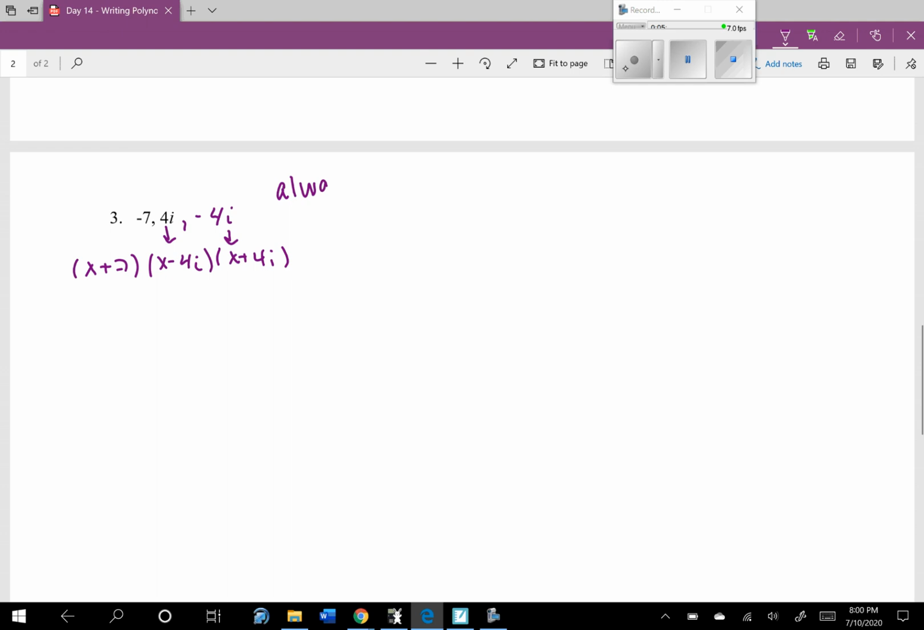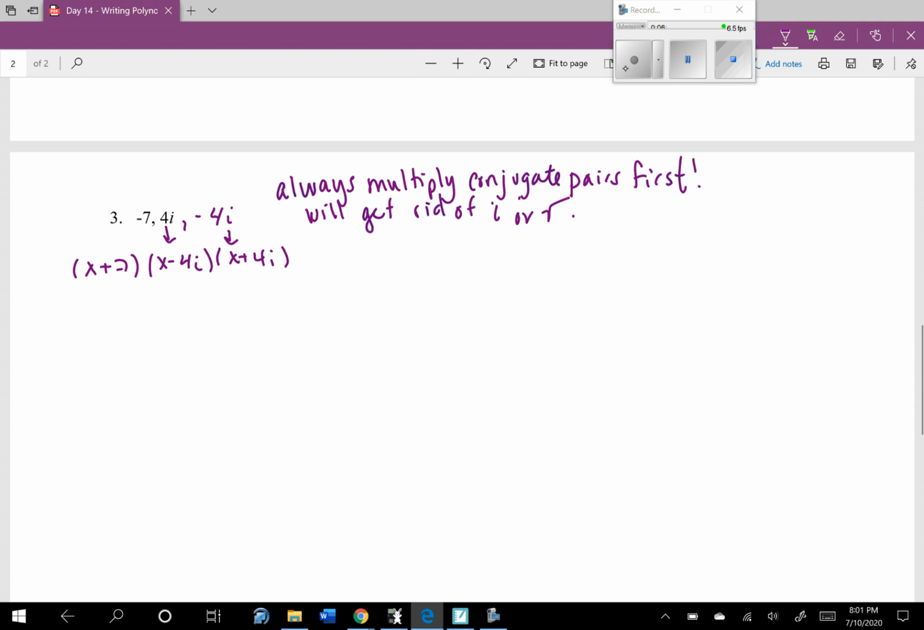Always multiply conjugate pairs first when you're doing these problems, because they should get rid of the i or the square root, depending on if you have an imaginary or irrational number.